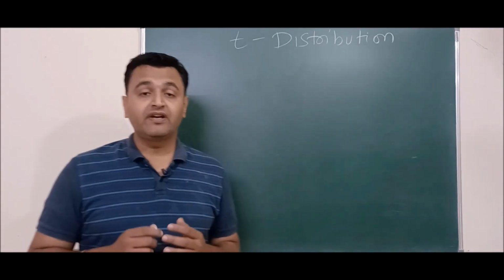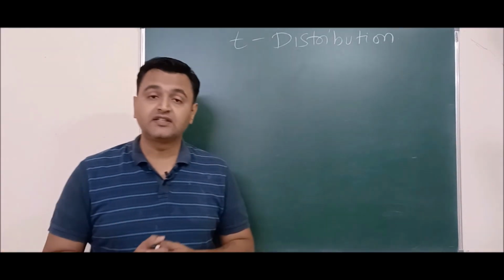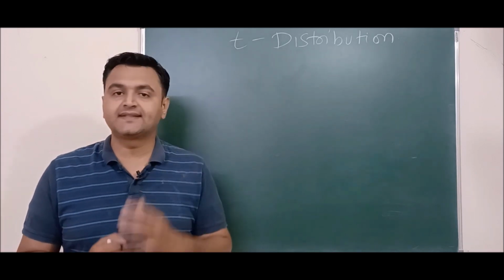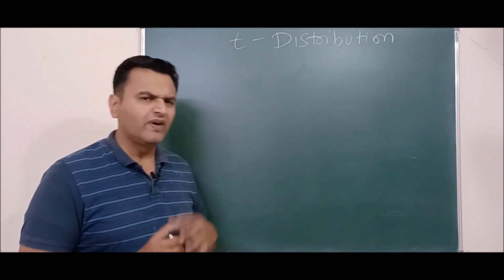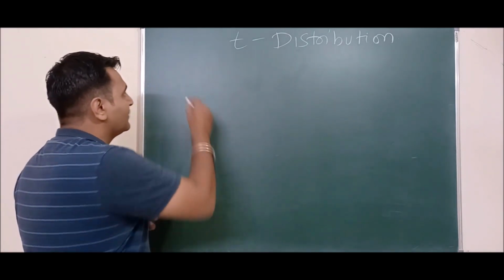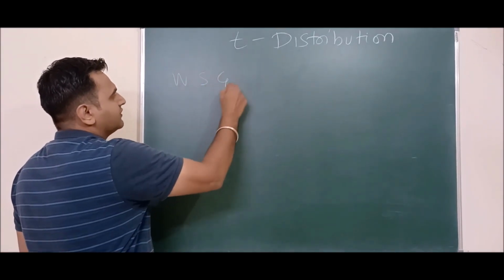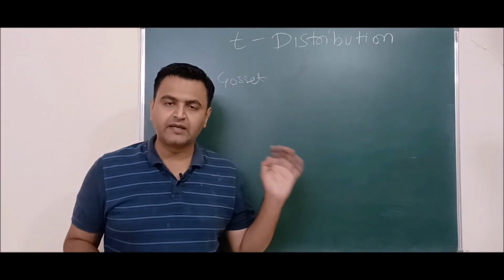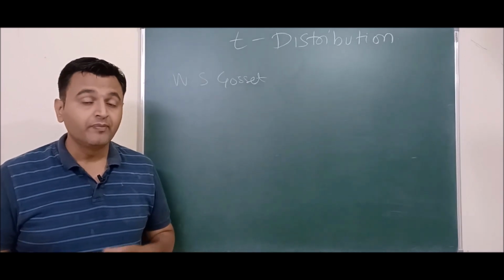Hello everyone, so today we are going to see an introductory lecture to t-distribution, sometimes also called Student's t-distribution. Now why the name Student? Well, the one who invented this, W.S. Gossett, I think it was Gossett, in 1908 when he published a paper, that time the t-distribution was introduced.